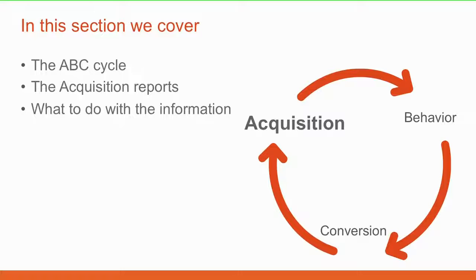And in this section, I'm going to be talking about the ABC cycle, which is this process where we are looking to acquire a visitor to our site, acquire that visit to actually get to our web pages. Then we want to look at B, behavior. And behavior is what they did once they got to that website. And then finally, C, conversion. And we'll talk about the acquisition reports and what to do with this information. All right, so let's start with A for acquisition.